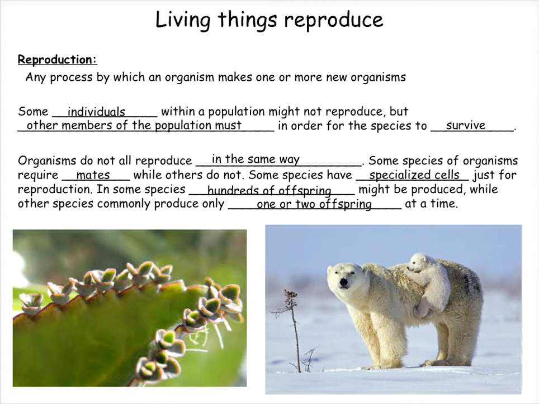On the left, we have an example of a kalanchoe plant reproducing asexually, and you can see along the edge of the plant several of its offspring all at once. And then on the other hand, we have our polar bear with its cute little cub. Organisms like polar bears will have only one or two offspring at the same time.